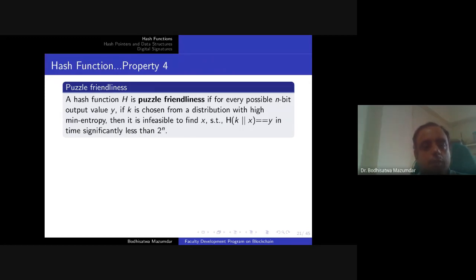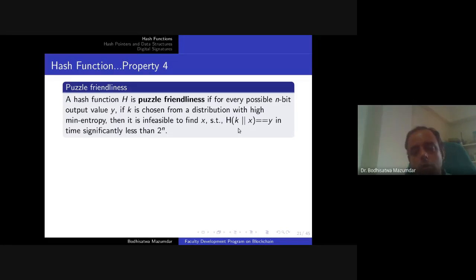The fourth property that the hash function should satisfy is puzzle friendliness. This is quite related to the hiding property. A hash function is puzzle friendly if for every possible n bit output value y, if k is chosen from a distribution with high min-entropy, then it is infeasible to find x such that h of k given x equals y in time significantly less than 2 to the power n. So what does puzzle friendly mean? That means a hash function should increase the hardness of the puzzle.